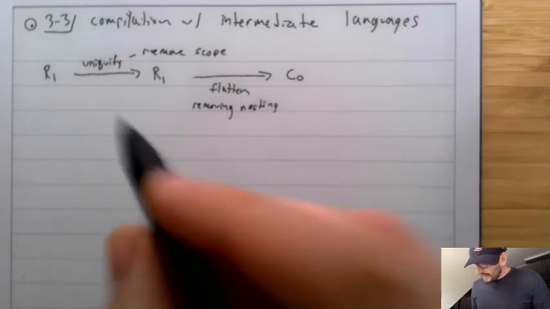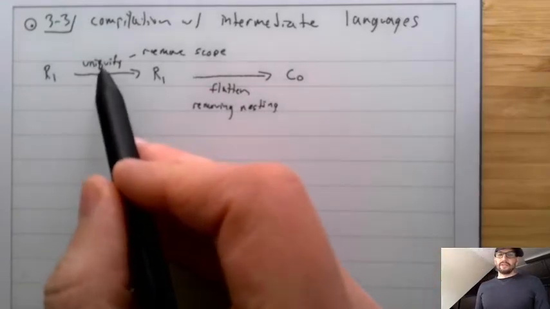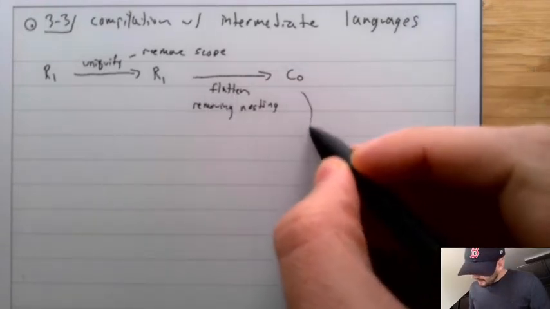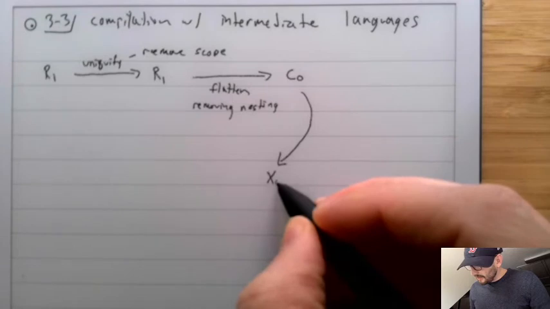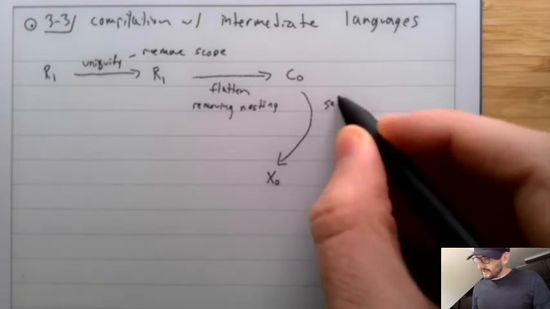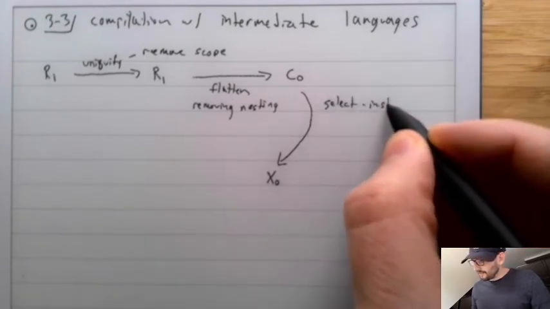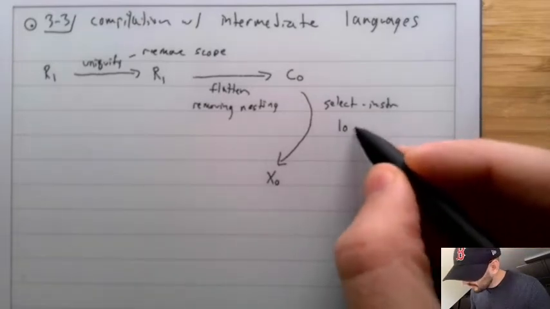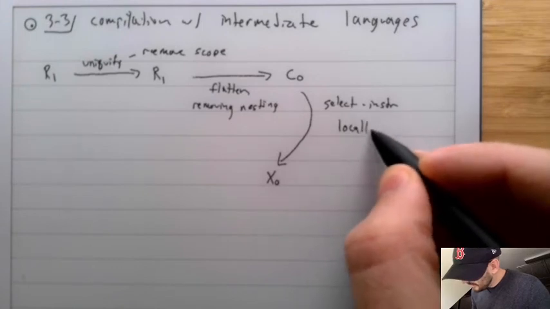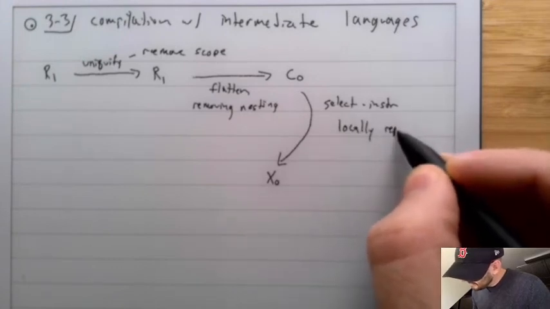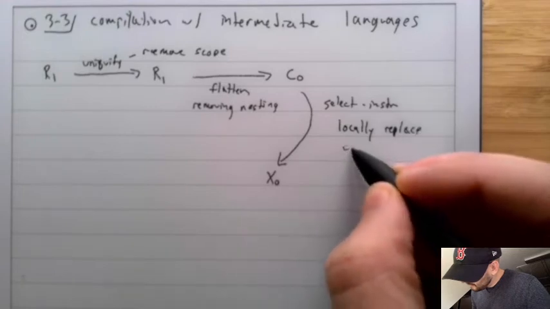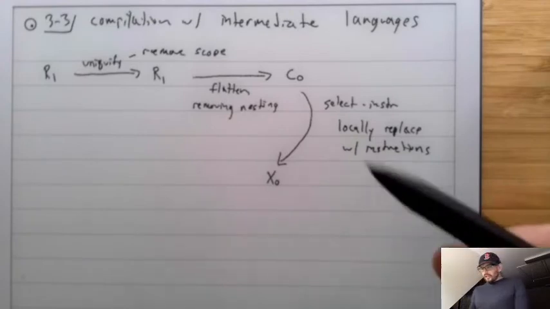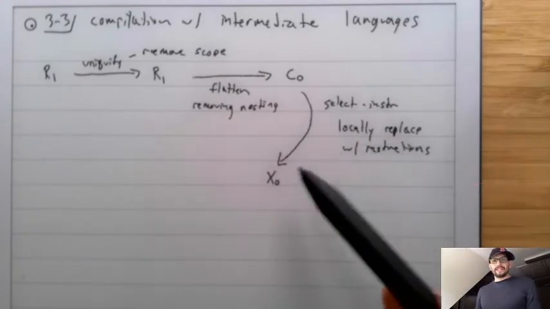By the way, this is going to be a top-down transformation. This is going to be basically a bottom-up transformation. Then we're going to go to x0 in a step called select instructions. What select instructions is going to do is a local transformation. Locally replace with instructions. So it's going to take the broad structure that C0 has and turn it into the x0 style.